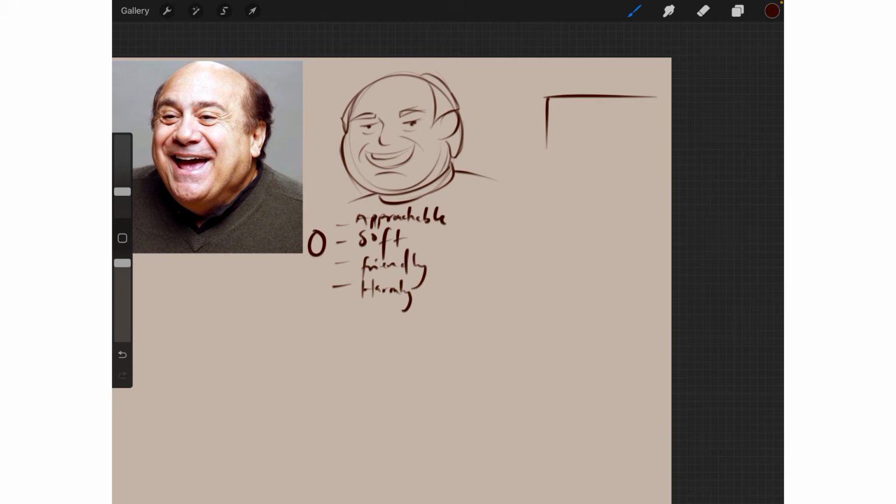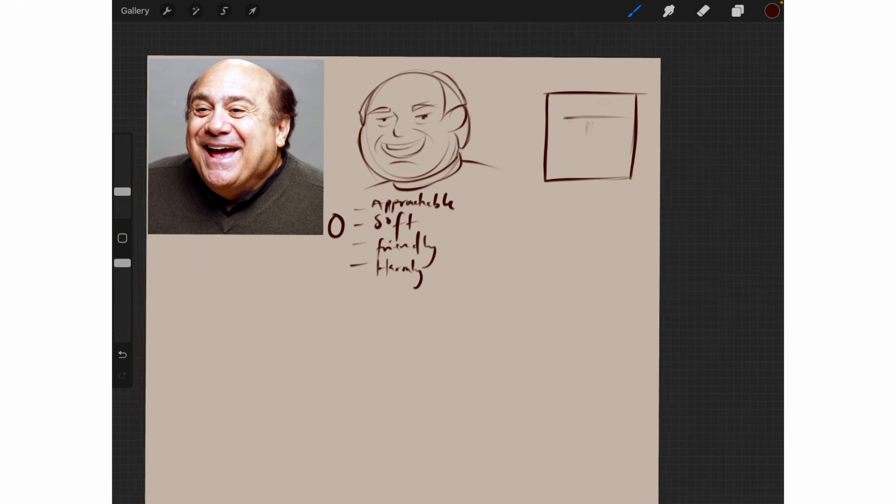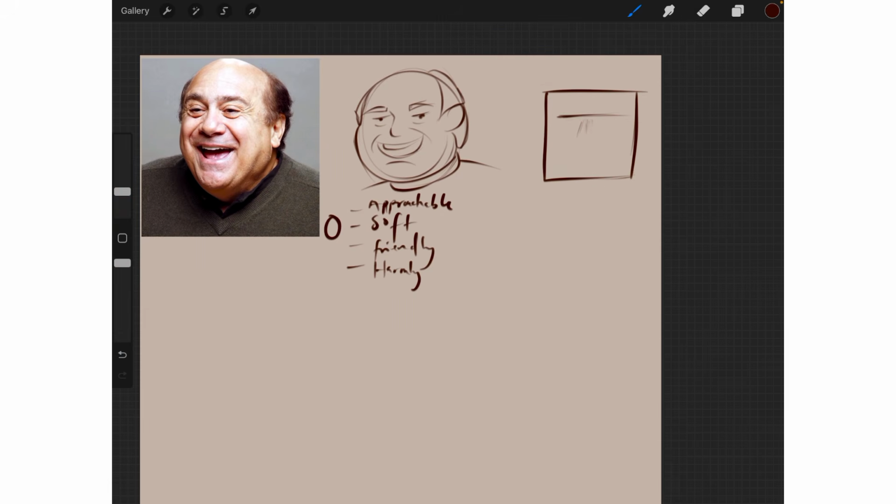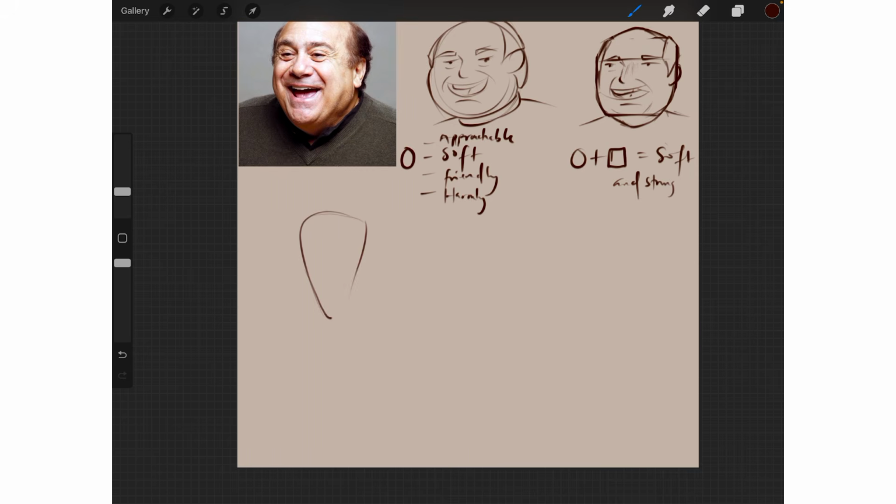So for the second character we are going to be designing, we are going to be using the square and the circle. So we are going to be combining circle or oval with square. So it's going to be depicting a personality of soft, friendly, and strong. So that means the character is quite strong and friendly at the same time. So let's look at the third character.